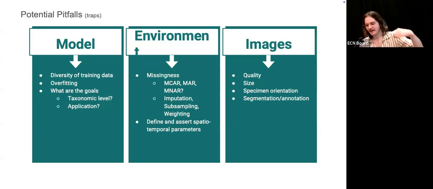Potential pitfalls include diversity of training data and overfitting. What are the goals that we're trying to figure out? On my side, with the environmental stuff, it's missingness a lot of the time. The NEON data has issues, but all environmental data has issues. How do you handle that and define that? And then for the images, what quality and size, and how is the specimen orientated, is something that we're having to actively work with, because it's a very iterative process.